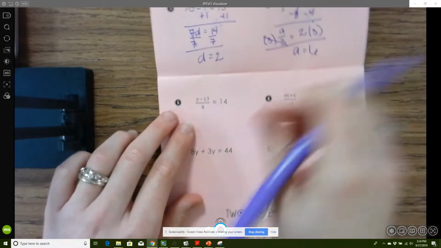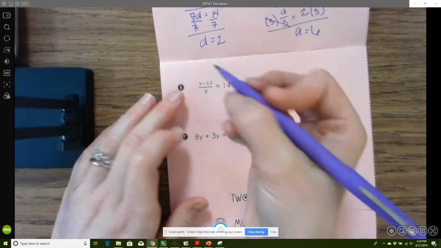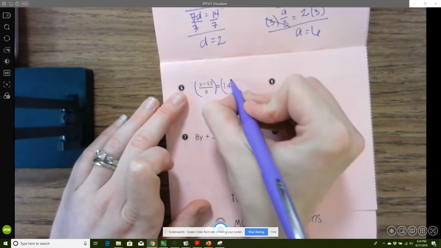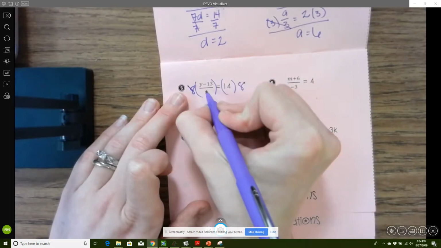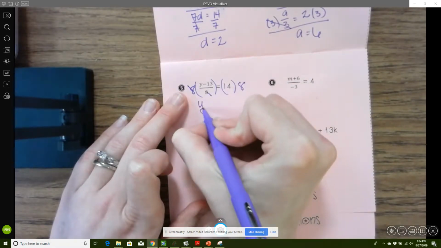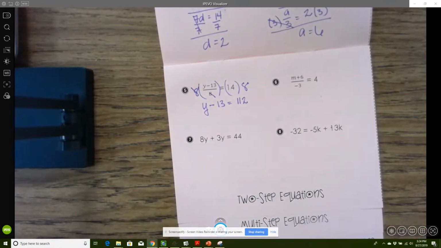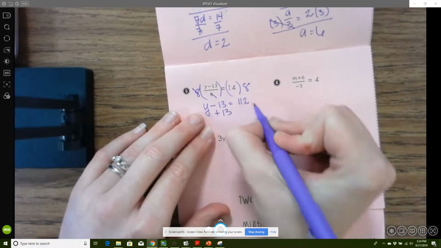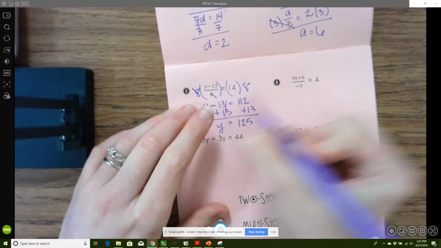All right, so down here, what we've got to do is we've got to get this number off the bottom. So what we can do first to start off with is we can multiply both sides by whatever the denominator is. We can multiply both sides by 8. And that will cancel it down here and leave me with y minus 13. And then 14 times 8 is 112. So I know that's a little different than what we've been doing. We're just simplifying the expression so we don't have that denominator to fight with. And then we would just add 13 to both sides. So y equals 125.